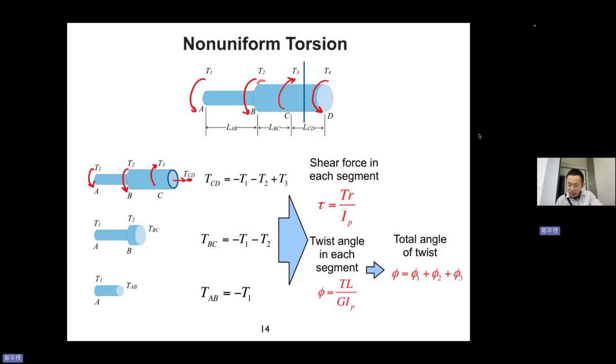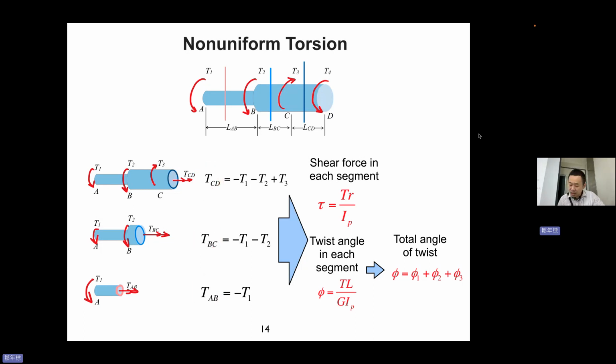Okay, and then the second section is here. The second section we're marking in blue. I cut it and leave the left hand side, and the left hand side has T2, T1, and TBC. TBC, T2, and T1 are all in the same direction, so you will see TBC equals minus T1 minus T2. And the third one, pink, I cut it and keep the left hand side, and you will have TAB assumed in the right direction, and T1 appears, so TAB equals minus T1.